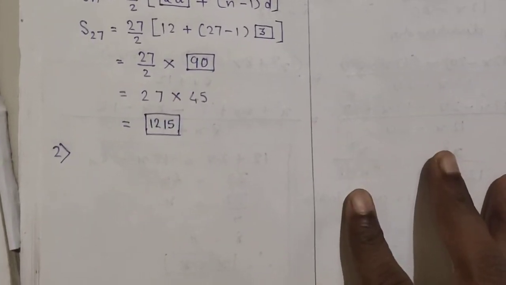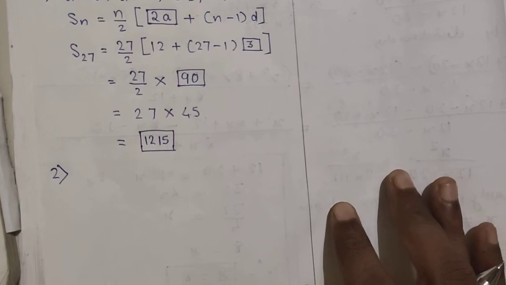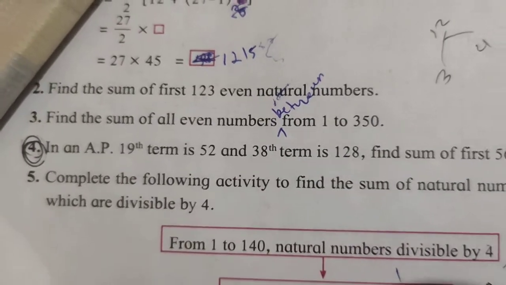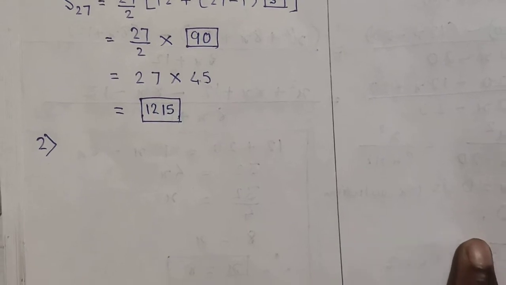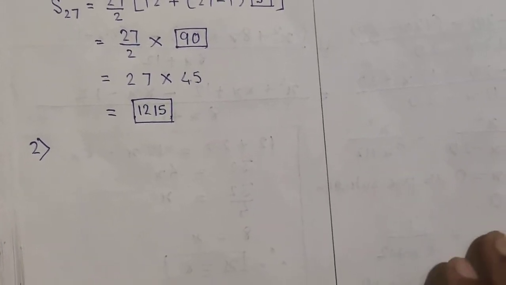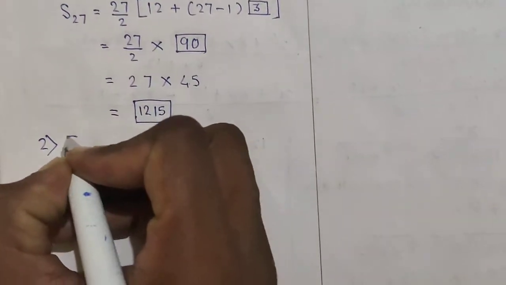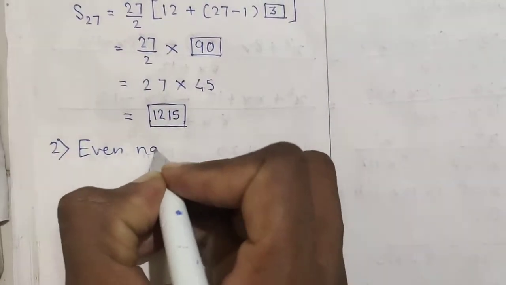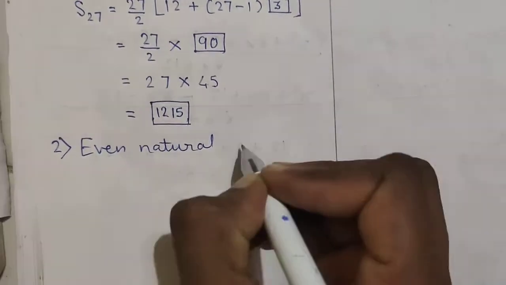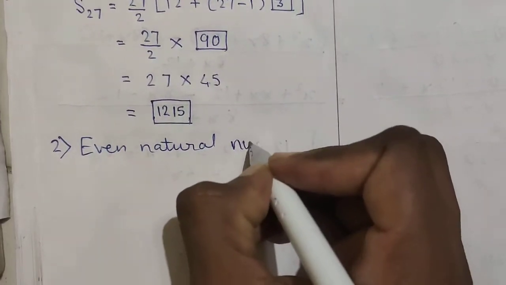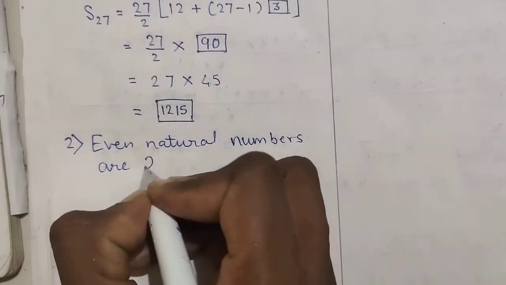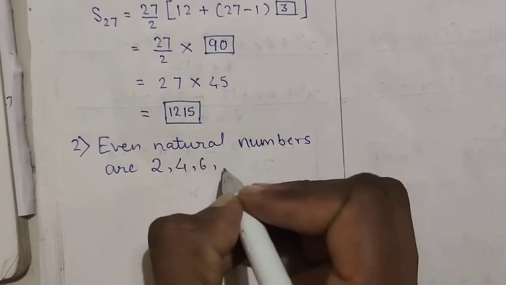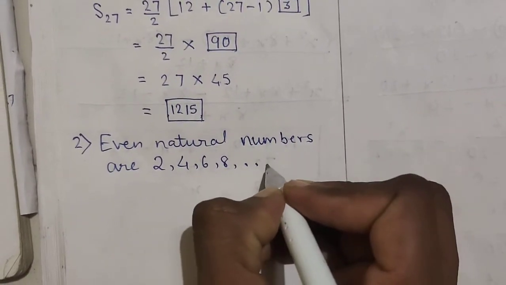Your second question is: find the sum of the first 123 even natural numbers. You can see here, find the sum of the first 123 even natural numbers. So what you have to do is find the sum of 123 even natural numbers. First thing, we have to write what even natural numbers are. Even natural numbers start from 2, so 2, 4, 6, 8. In this way your numbers will go.